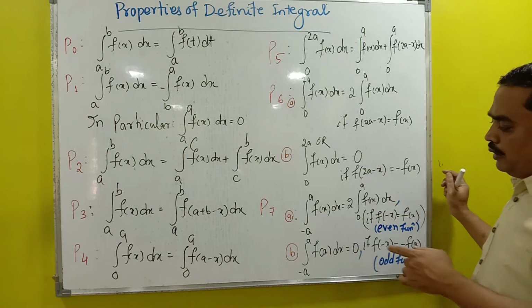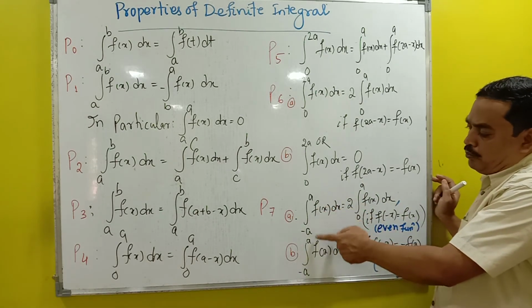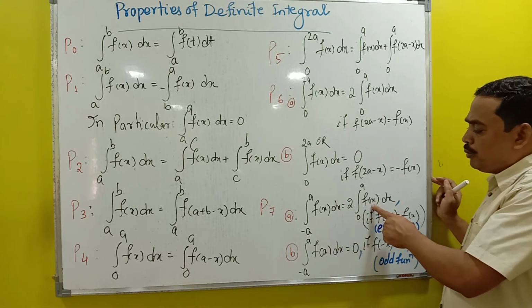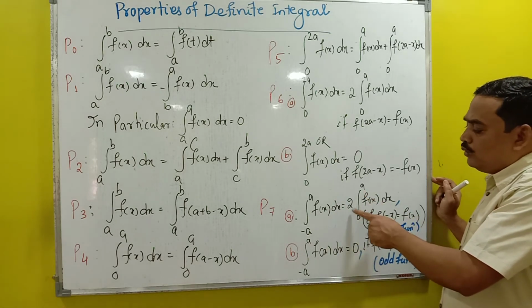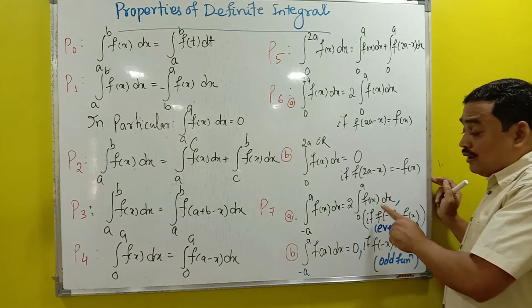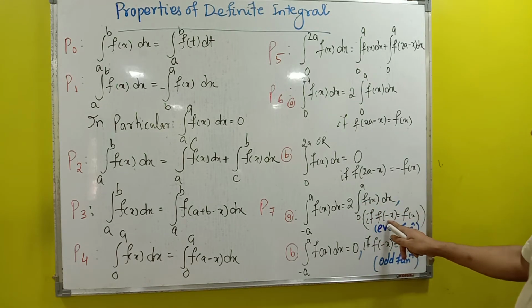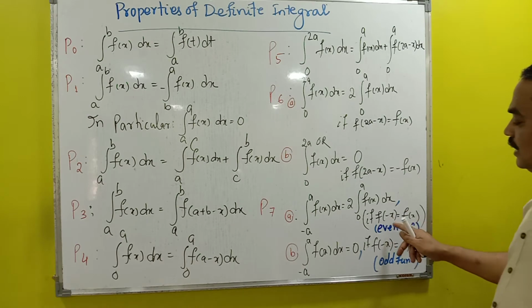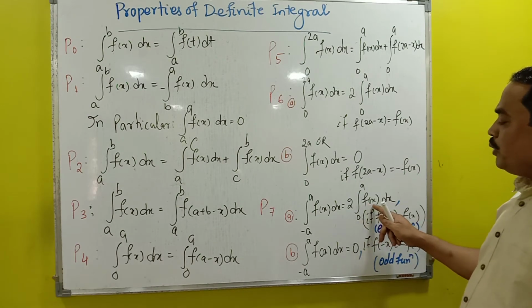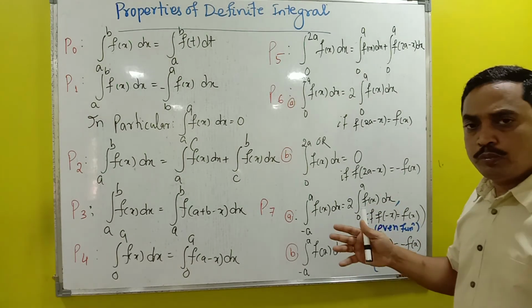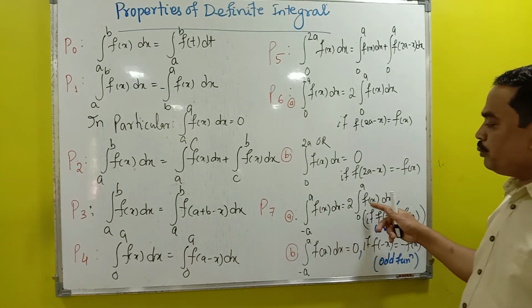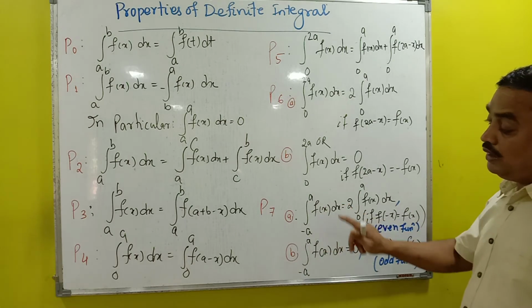Next, property 7. If integral minus a to a f of x dx is there, it can be written as 2 times integral 0 to a f of x dx. The condition applies if f of minus x is equal to f of x. If f of minus x is equal to f of x, then that function is known as an even function. Square functions and cos functions are even functions. So in that case, this can be written as 2 times integral 0 to a f of x dx.